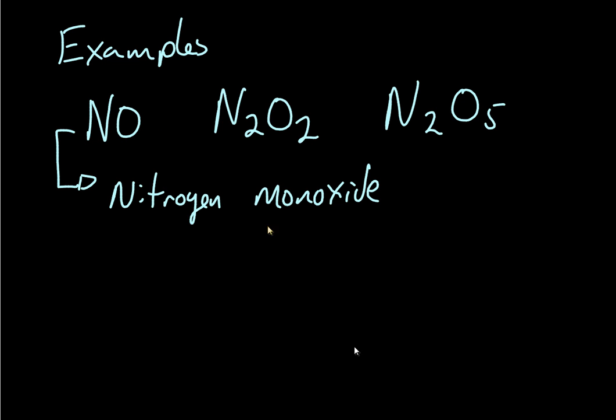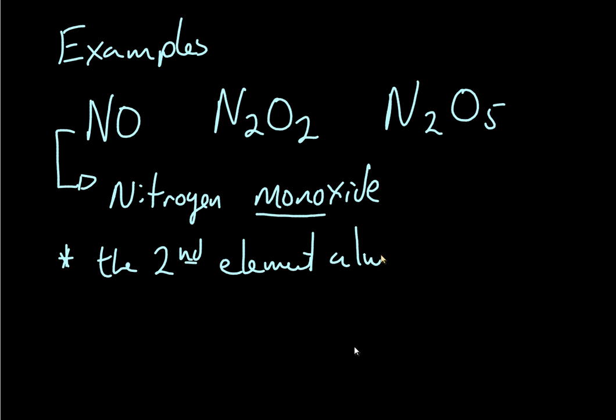There's only one of each of these, but we still put the mono on the second one. So this is a little sub-rule, or a little note. Note: the second element always gets a prefix. So mono on the second one, always. The first one will only get a prefix if it's got a value other than 1. So there's 1 N, 1 O. We don't say mononitrogen. We never say that. We never start with a mono.